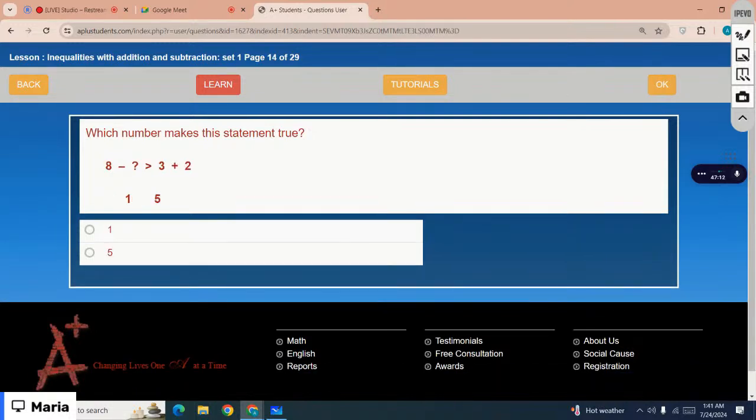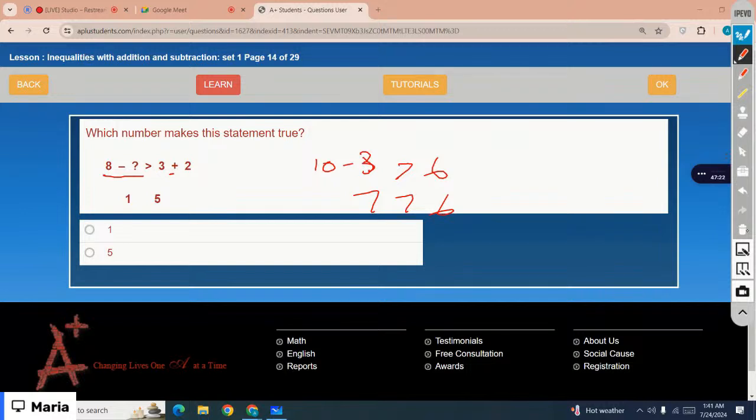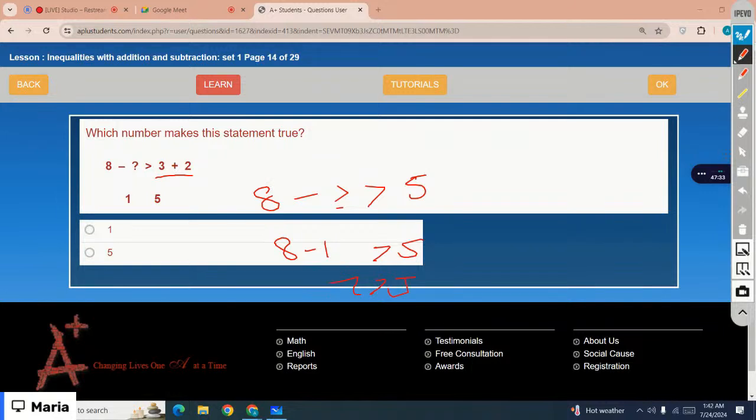Okay, which number makes the statement true? 10 minus what number is greater than 3 plus 2? Okay, solve this side. You have 3 plus 2, right? 3 plus 2 is 5. So 8 minus what number is greater than 5? That is 8 minus 1. 7 is greater than 5, right? So the correct option is 1.